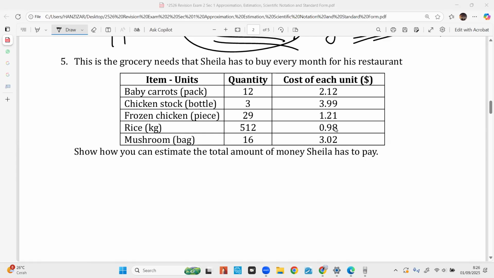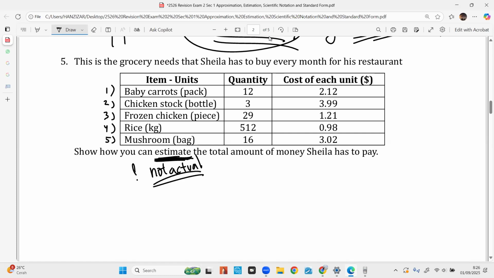So you are estimating. You are not using a calculator at all. Now she has to buy 5 items. She has to buy baby carrots in a pack quantity, chicken stock in a bottle quantity, frozen chicken in a piece quantity, rice in a kilogram unit, and mushroom in a bag. Okay, a bag of mushroom, a kilogram of rice, a piece of frozen chicken, a bottle of chicken stock, a pack of baby carrots. So we are estimating. Therefore, if you want to estimate, you are not doing an actual calculation. Okay, estimate means not an actual calculation.